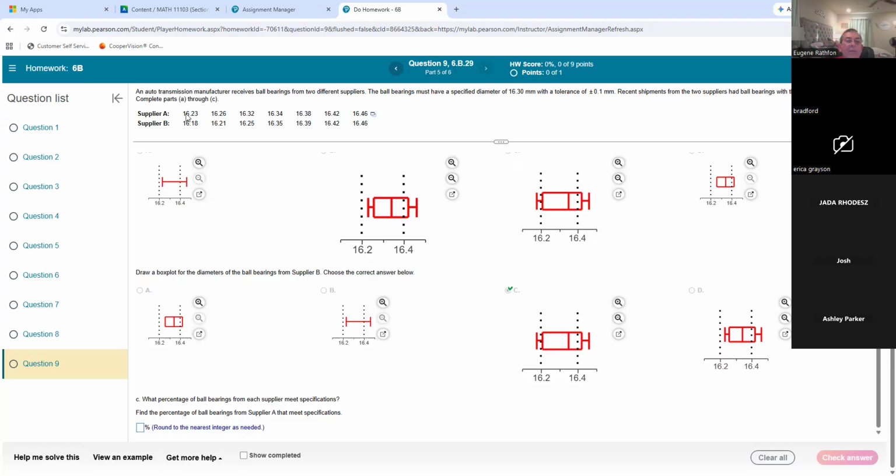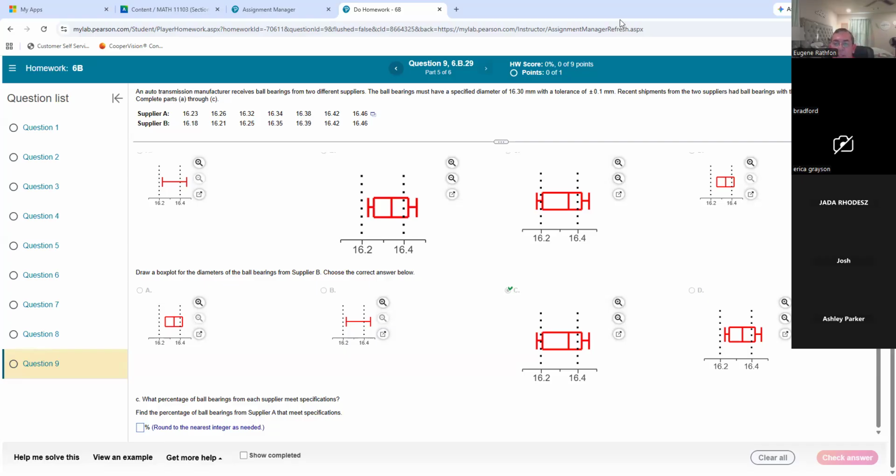All right, so we want to count how many for A are in between 16.2 and 16.4. That's what they mean by the plus or minus 0.1. So y'all, 16.23 is good. 16.26 is good. 16.32 is good. 16.34 is good. 16.38 is good. But y'all, 16.42 and 16.46 are both above 16.4. So we had 5 out of 7.